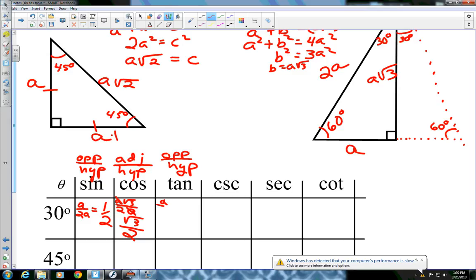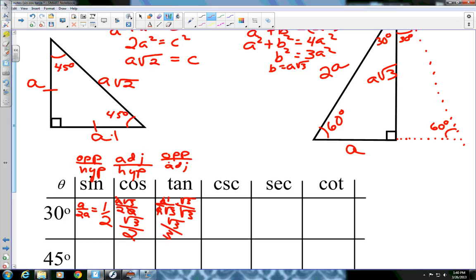Opposite over adjacent. Okay, you're right. Thought about it, right? Didn't write it through. There we go. So I've got A over A root 3. A's cancel, so I get 1 over root 3. Can't leave that root 3 in the denominator all by himself. So I multiply root 3 over root 3. And I get root 3 over 3 for the tangent of 30 degrees.